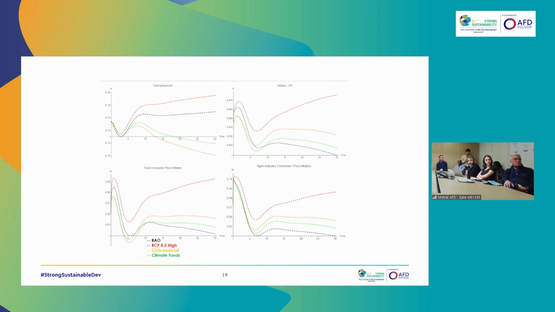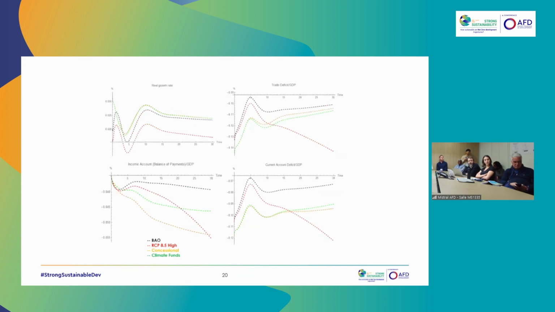The adaptation policy brings unemployment even below the baseline levels. And of course, there's the positive impact of public investment here that is creating a positive employment effect because it's creating demand in the economy and employment. And it pushes inflation close to the baseline levels. The results in all the simulations are much, much better, of course, with climate funds. As you can see, the inflation under the green one, which is the climate fund scenario, is below the orange one. And the same is true for food price inflation, agro-industry price inflation.